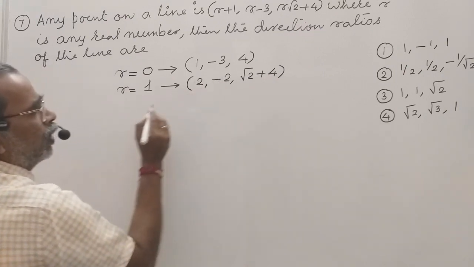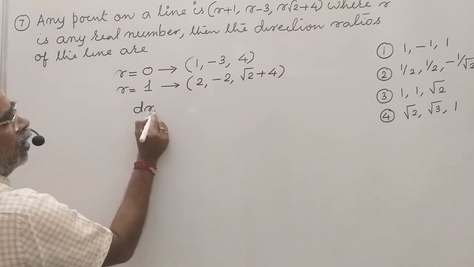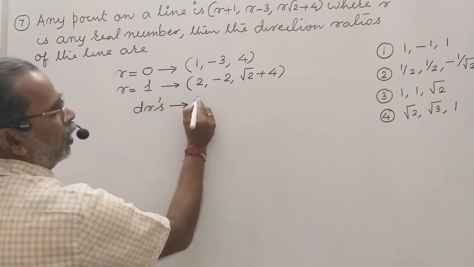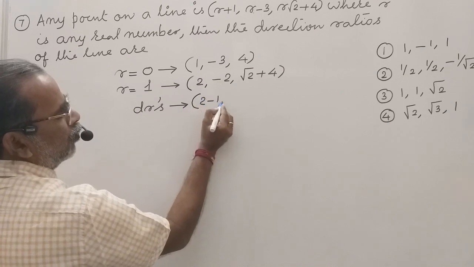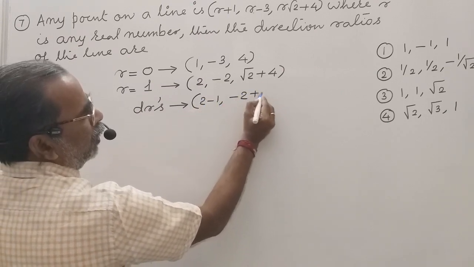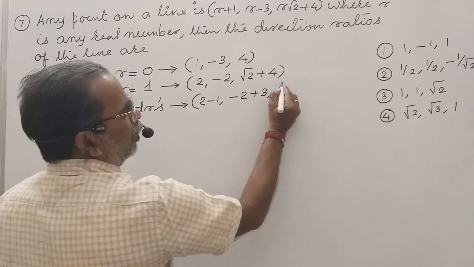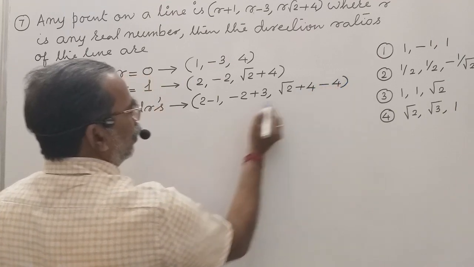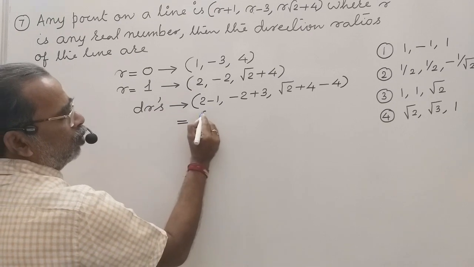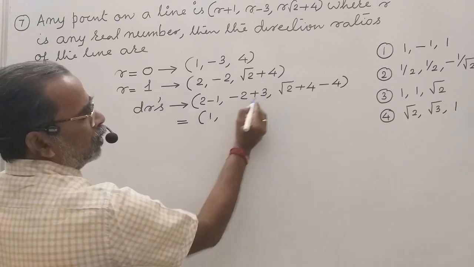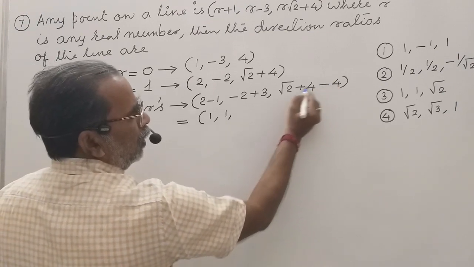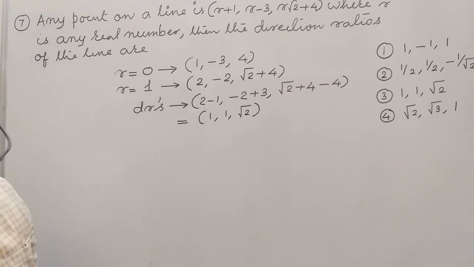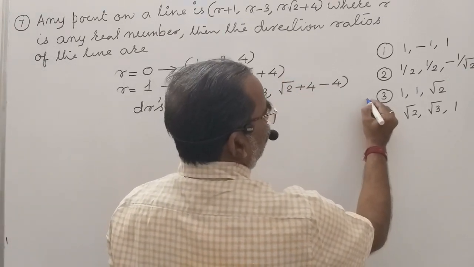Now these are the 2 points on the line. Therefore, DRs can be found. When 2 points are given, what are the DRs? x2 minus x1, y2 minus y1, minus into minus plus 3, z2 minus z1 is 4. Therefore, this is equal to 2 minus 1 is 1, minus 2 plus 3 is also 1, and this is what? Root 2. Therefore, these are the DRs of the given line. Therefore, which option? Third option.